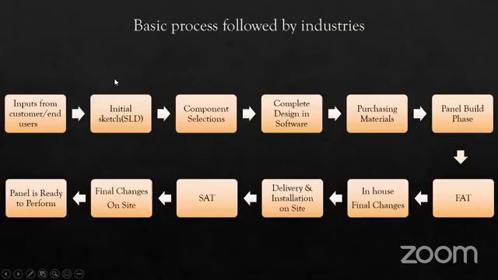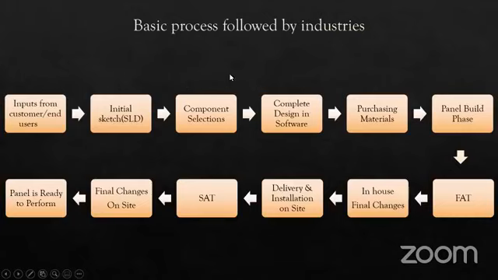After the inputs, there will be an initial sketch, that is a single line diagram. So we create a single line diagram from the inputs that we have received from the customer. A single line diagram can be made manually, or it can be done by software. And then after the initial sketch, there will be component selection: what kind of components you will require in the control panel to perform your desired task.